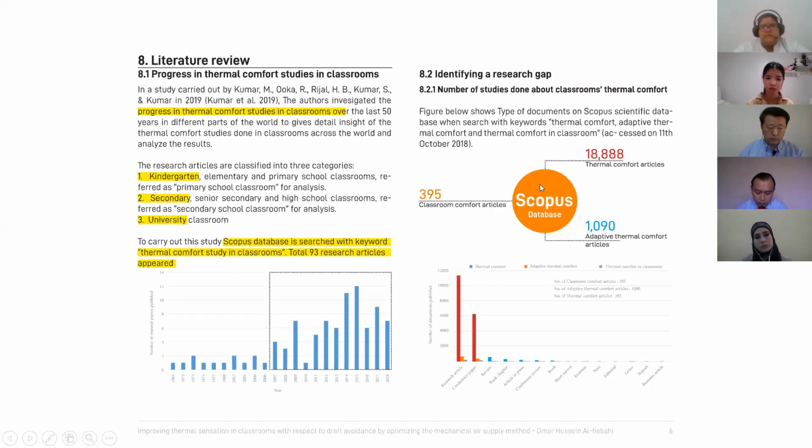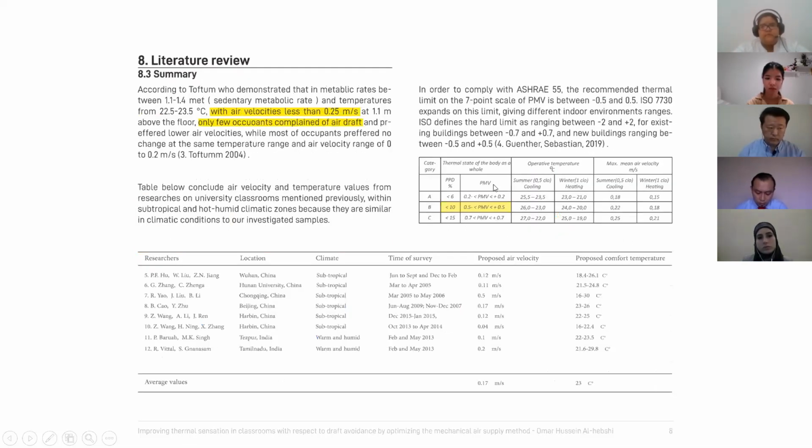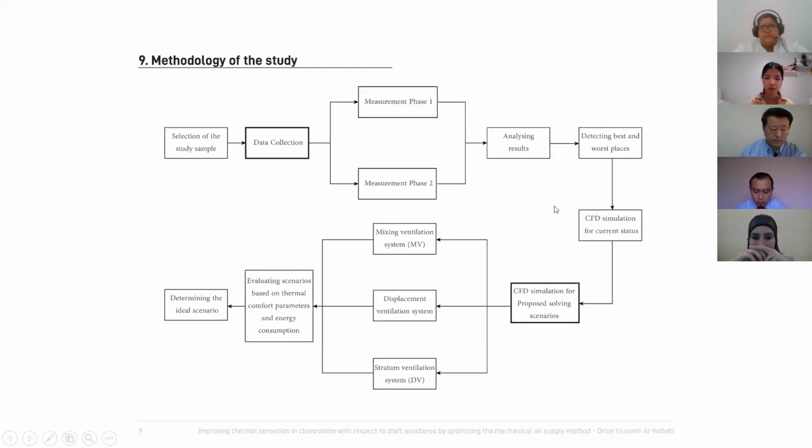Here's the methodology of the study. We'll start by collecting data, then analyzing this data. Then we propose our ventilation strategies that can be implemented in the tested classrooms. We can summarize them in 3 ventilation strategies: mixing ventilation strategy, displacement ventilation strategy, and stratum ventilation strategy. Then we are going to evaluate these strategies and select the optimal one.